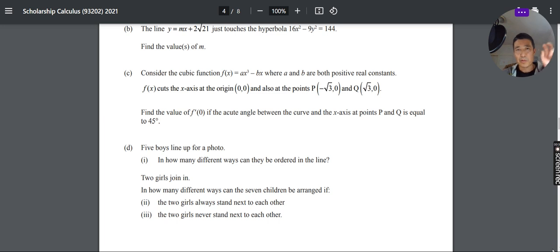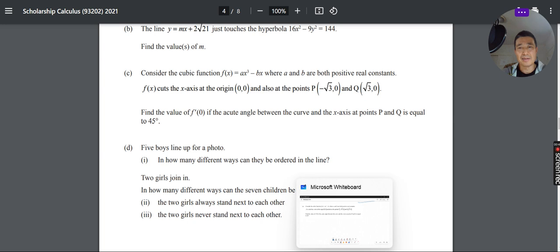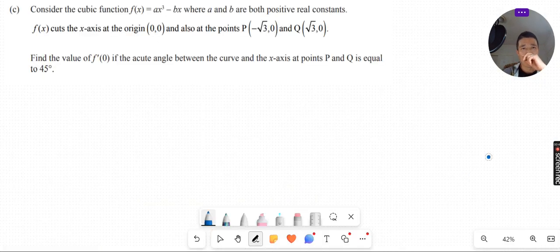Alright, if you want to try this out, pause this video and come back. Otherwise, I'm going to solve it now. Okay, over here, I see this is another simultaneous equations question. We have to find a and b, right? Then we should be able to answer this.